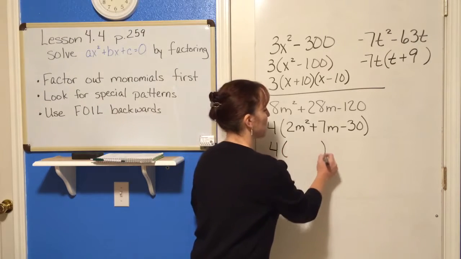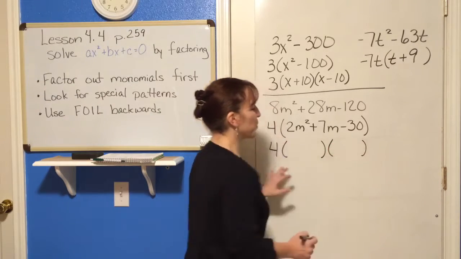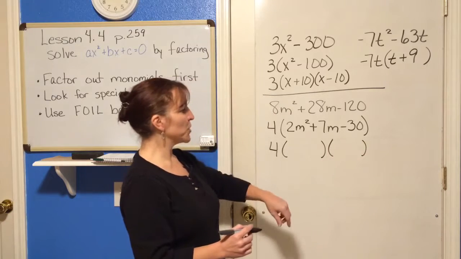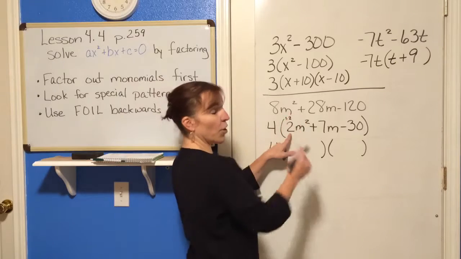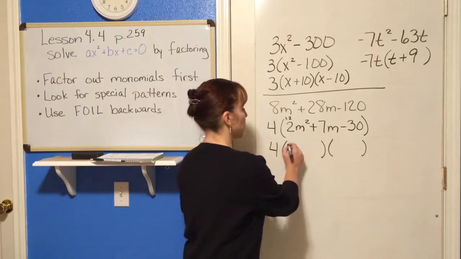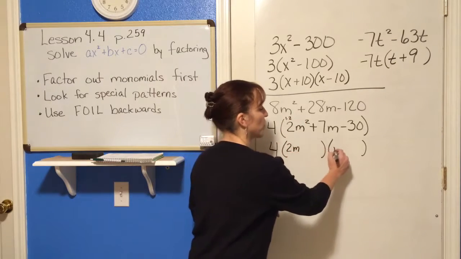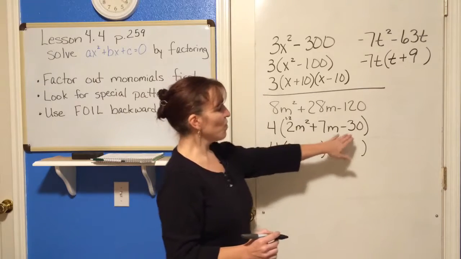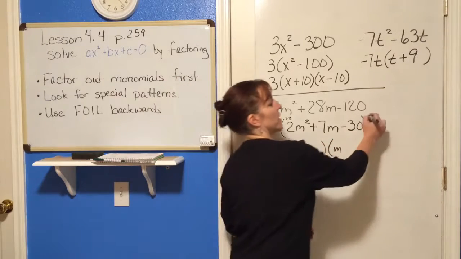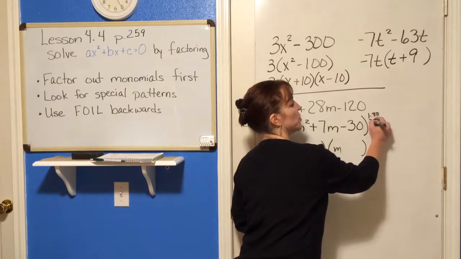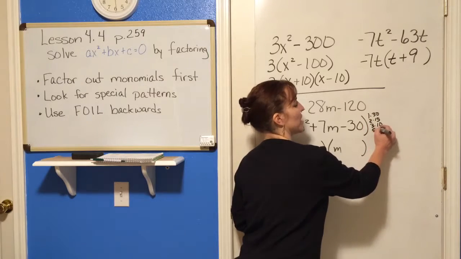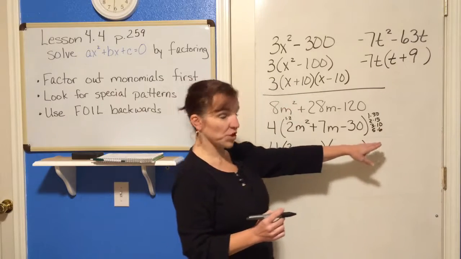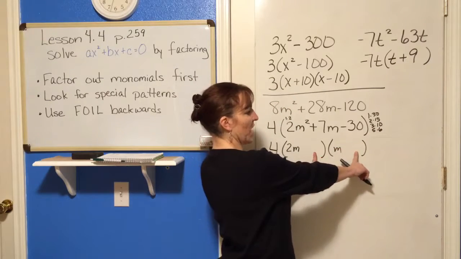And now we're going to break it up using our backwards FOIL. We're going to find our binomials that we multiplied together. 2 is simply 1 times 2, and there are no other factors. So we're going to have one factor of 2m and one factor of just m. And then 30 is 1 times 30, 2 times 15, 3 times 10, and 5 times 6. And those are our options for these 2 slots.